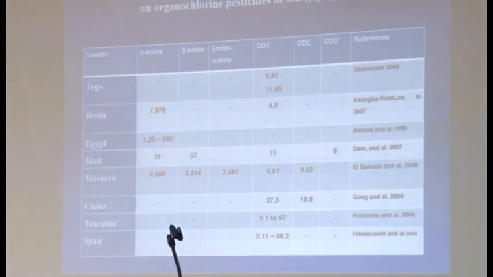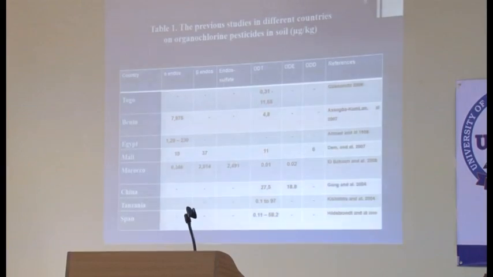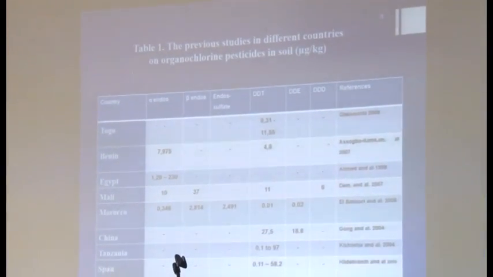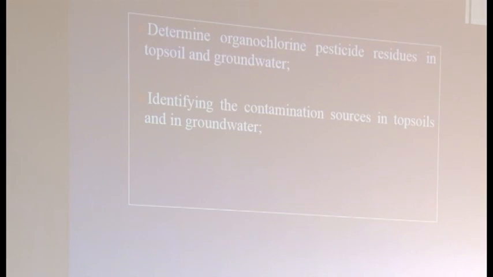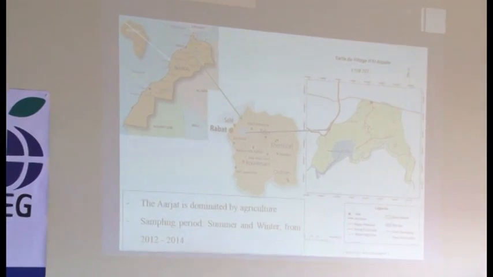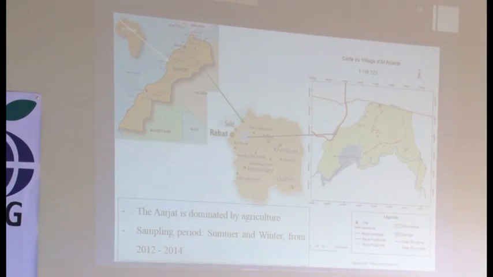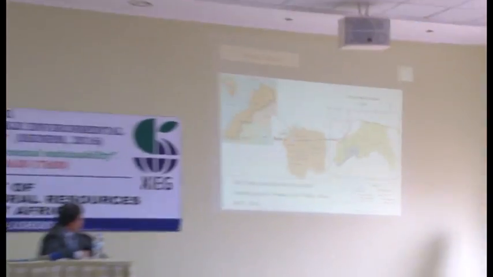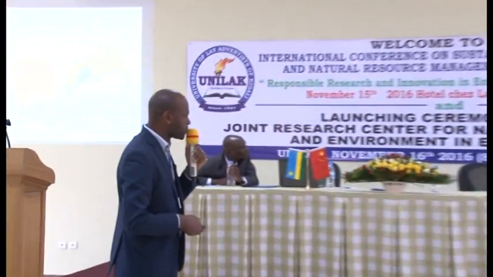We found that there are many studies concerning organochlorine pesticides in soil and in groundwater in many countries, and there are some really interesting values. So our objectives were to determine organochlorine pesticides in soil and groundwater, identify the contamination sources, and also evaluate the health risks. This region is located in Morocco, near the capital Rabat, and is dominated by agricultural activities.